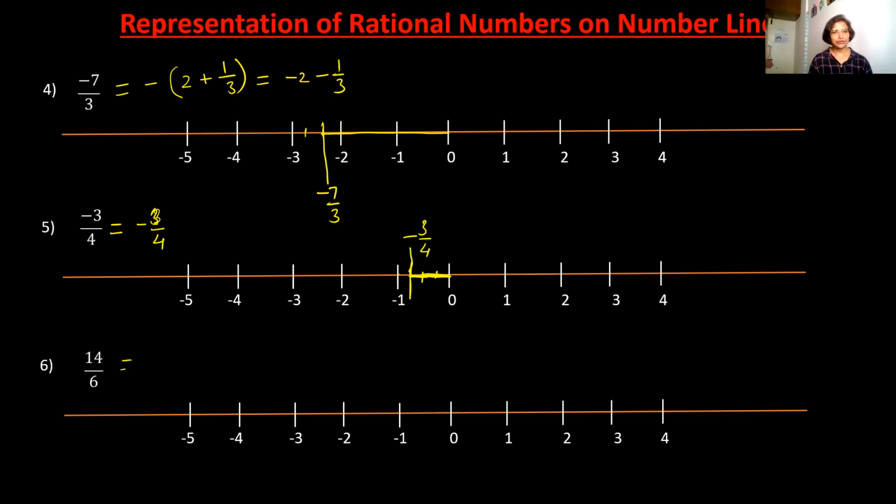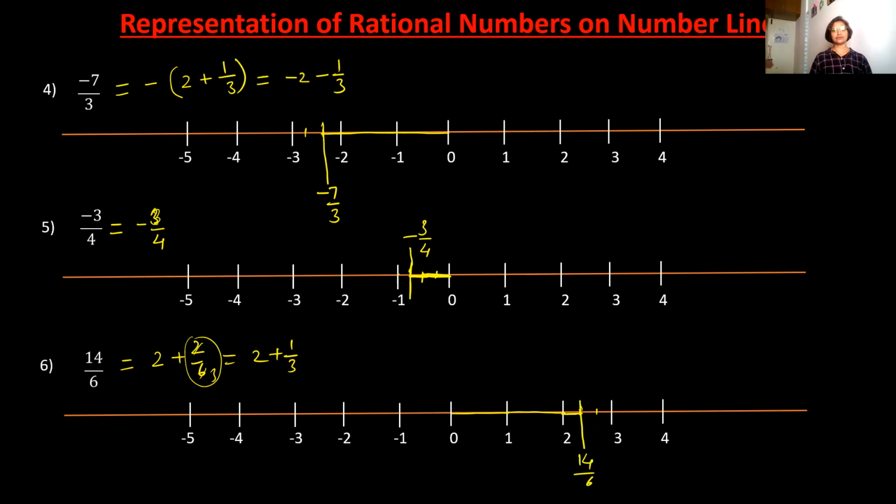And this is 14 upon 6. So 6 2s are 12 plus 2 upon 6, or you can write 2 plus 1 upon 3, this number. So this number will come 2 plus 1 upon 3. So 1 and 2, you are going till here, and 1 upon 3. So you have to divide this into 3 equal parts, and you have to take 1 part out of 3. So you can represent this number here, 14 upon 6.